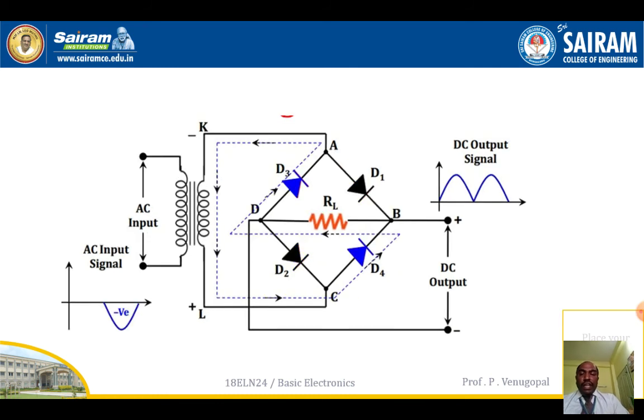Similarly, during the negative half cycle, you are observing that K becomes negative and L becomes positive. Since K is negative and L is positive, diodes D4 and D3 are forward biased and diodes D1 and D2 are reverse biased. Since D4 and D3 are forward biased, they become short circuited and the flow of current is shown in the figure. Because of the current flowing through the load, the output voltage develops across the load.